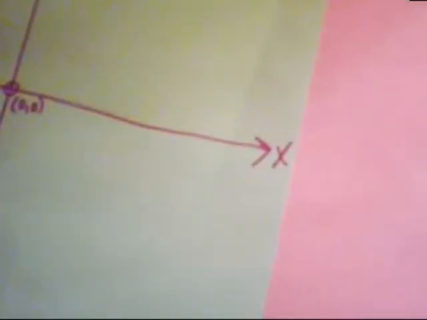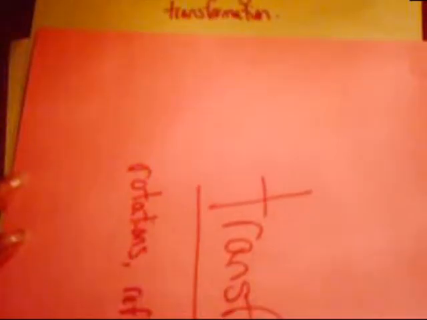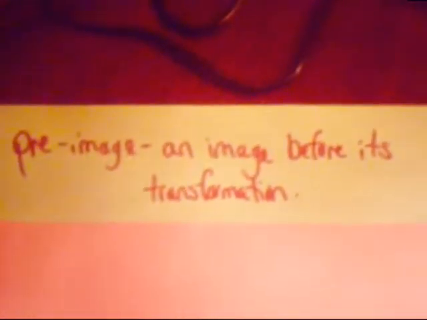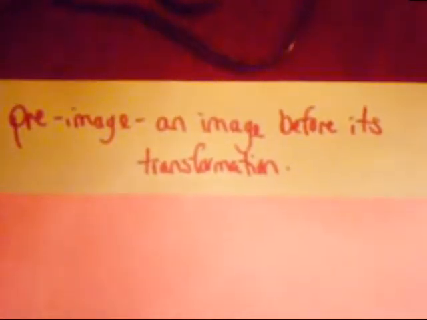All right, guys, so the first thing I want to do is explain what each one is, and then I'm going to show you an example of each, okay? I've already got my definitions written down, so I want to make sure that I'm not skipping over anything. All right, so guys, first thing that I want you to know is what a pre-image is. A pre-image is an image before its transformation.